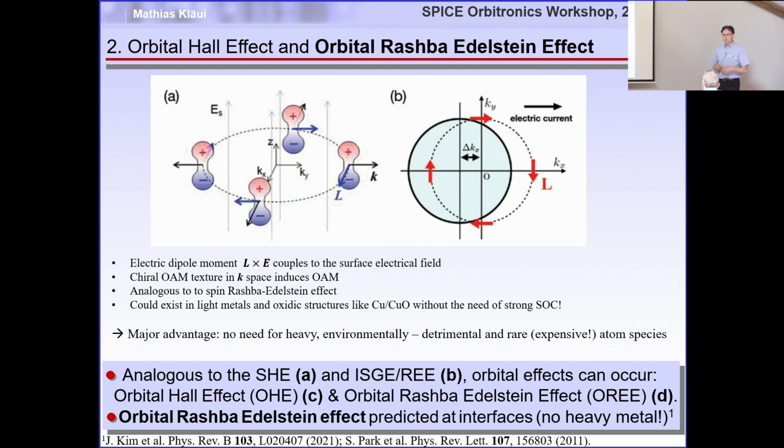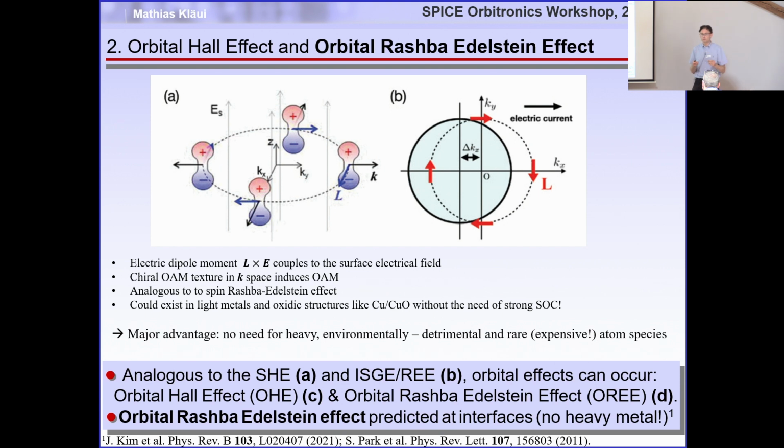conductivities. Now, in addition to the bulk orbital Hall effect, we also have the orbital Rashba-Edelstein effect, where a chiral orbital angular momentum texture in k-space induces orbital angular momentum. There's an accumulation of orbital angular momentum, which is analogous to the spin Rashba-Edelstein effect. And what is exciting is that it can exist in light metals and oxidic structures like copper oxide without the need for strong spin-orbit coupling. And one has to also point out, again also for the students, that if you talk to companies like Intel, they're not super excited about using tons of iridium, ruthenium, or platinum, because it's rare, it's heavy, and it's sometimes toxic to the environment.